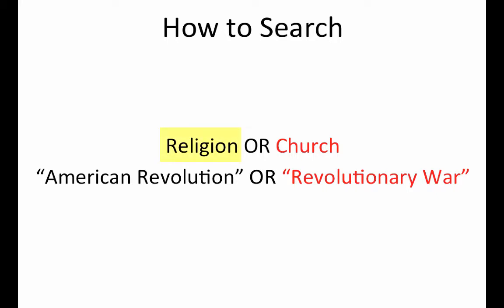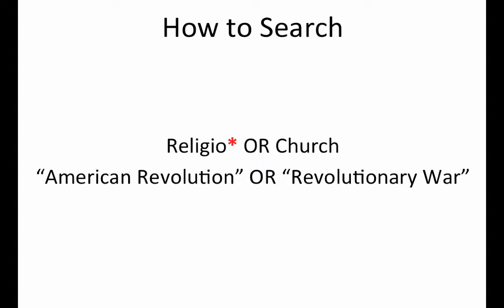Remember that there's almost always more than one way to talk about a topic, and building options into your search can be a really good way to do that. The key thing to keep in mind is typing the word "or" in all caps in between your search words. So religion OR church tells the computer either one of those words is fine, I don't care which.